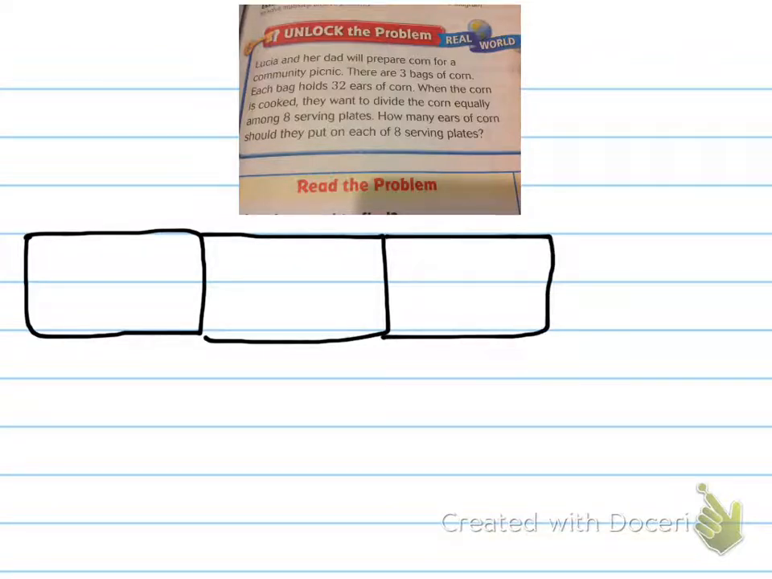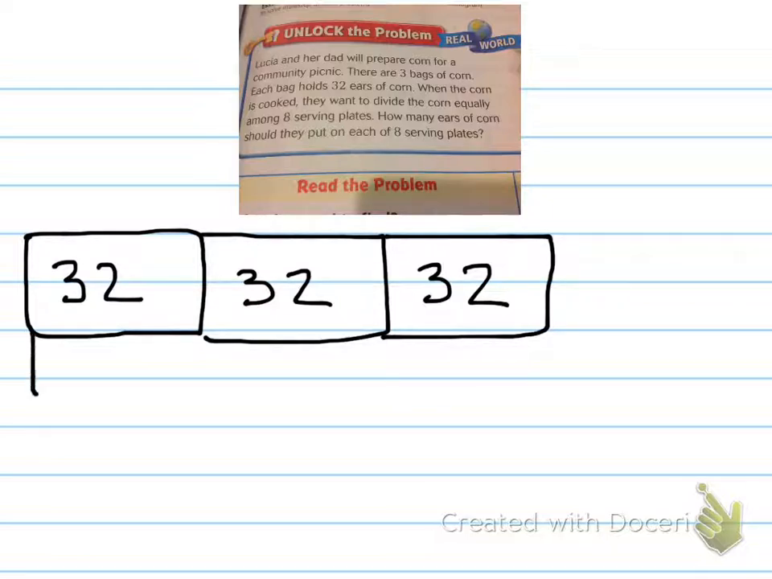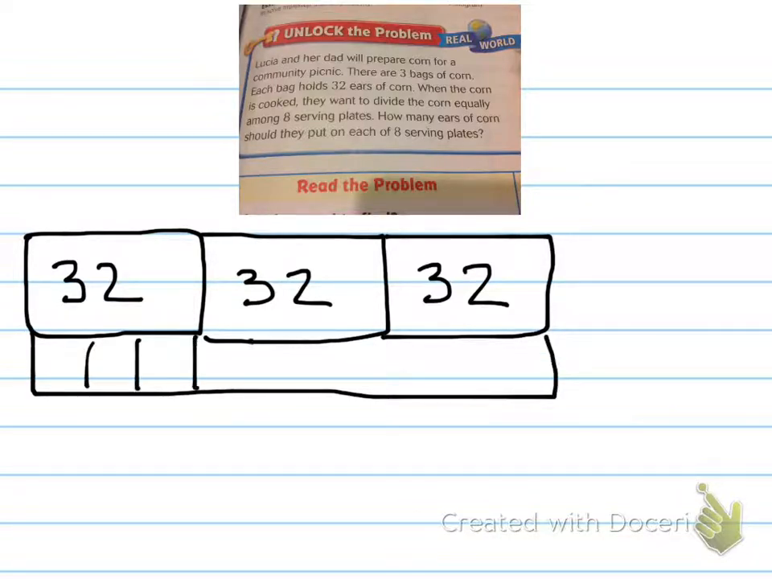And each of those bags hold 32 ears of corn. So I'm going to put a 32 in each box. All right. When the corn is cooked, they want to divide the corn equally among 8 serving plates. Well, I'm going to draw those 8 plates down here then. 1, 2, 3, 4, 5, 6, 7, 8.